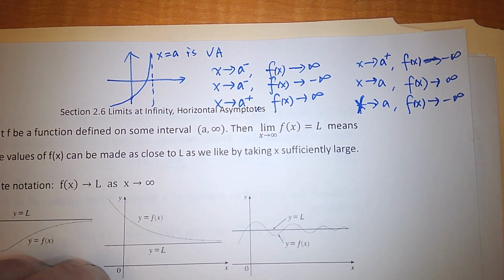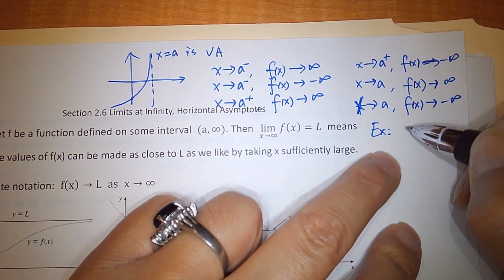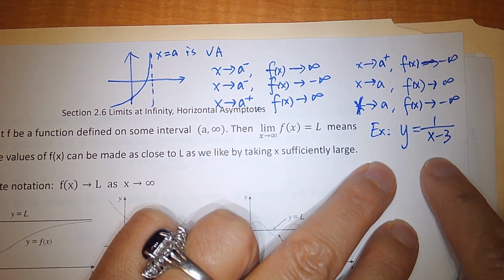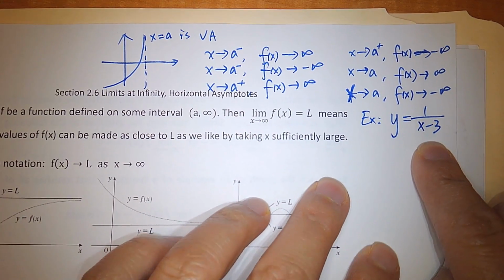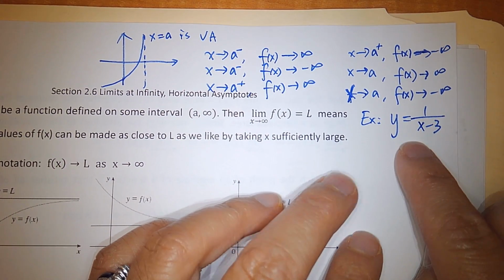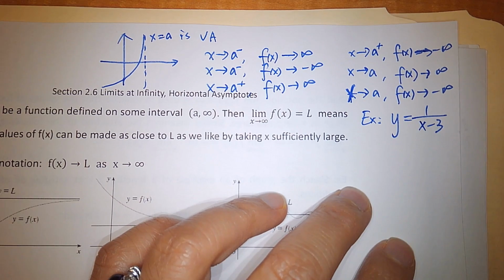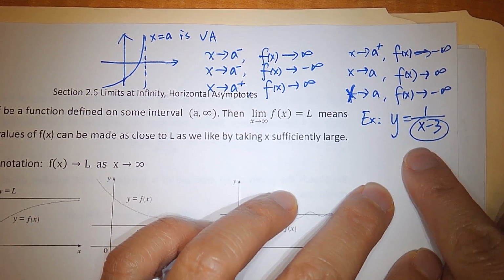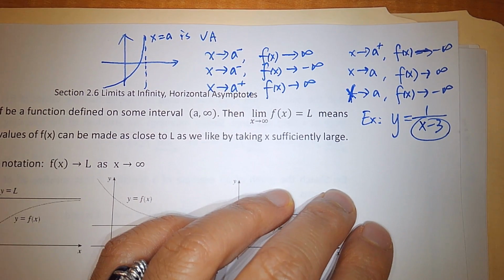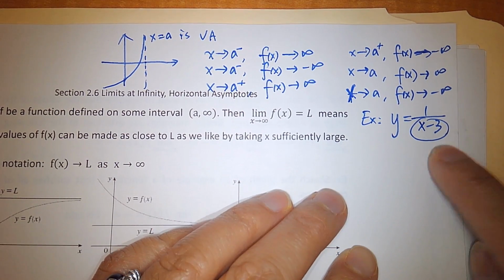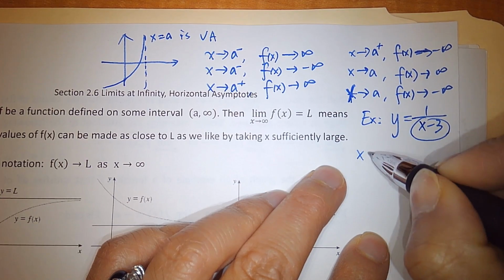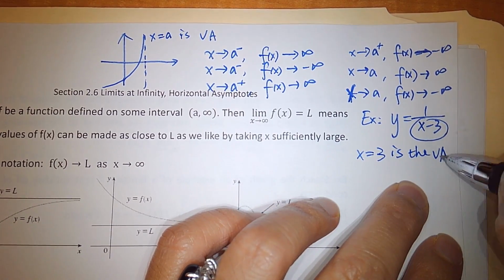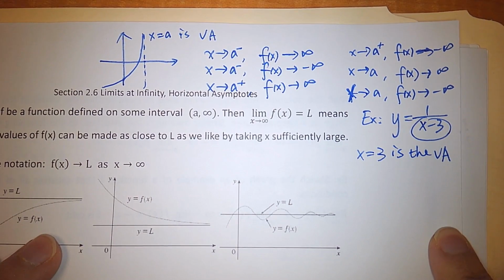Okay, and then an example: y equals 1 over x minus 3. Find the vertical asymptotes. Do you still remember how we did it? You set the denominator equal to 0 and solve for x. That number will be the vertical asymptote. So we say x equals 3 is the vertical asymptote.